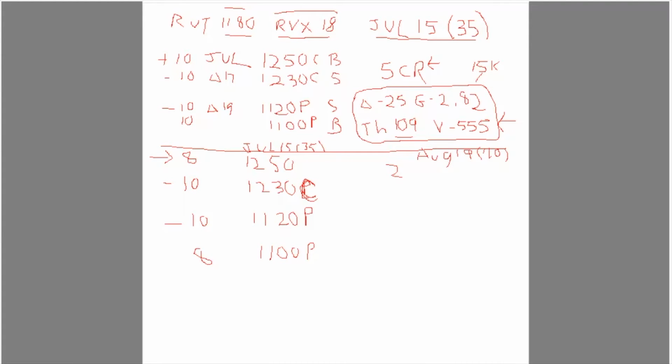So let's take a look. I'm going to buy 8 of the 1250 calls in July, 2 in August, and I'm going to sell 10 of the 1230 calls on the call side. On the put side, I'm going to sell 10 of the 1120 puts, buy 8 of the 1100 puts, and, I'm sorry, this would be the 1250s.